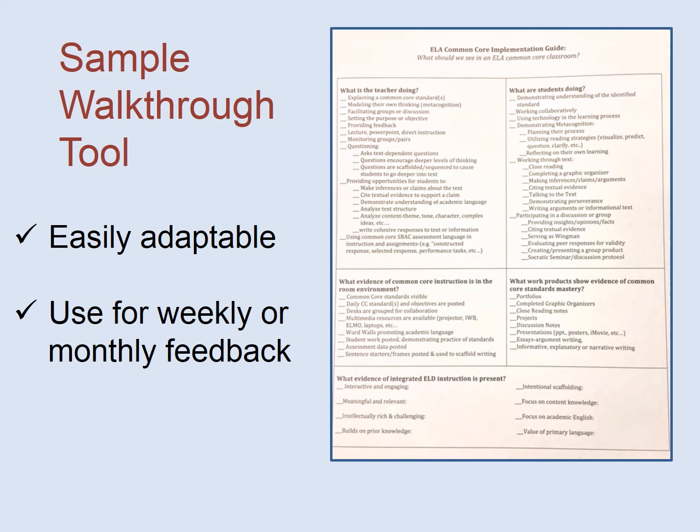The box on the top right then features things students might be engaged in, like working collaboratively, working through text, or writing responses to text. The middle left box looks at room environment and evidence that Common Core instruction is going on, with things like posted objectives and standards, desk setup for collaboration, and student work posted that reflects standards practice. The middle right box deals with student work products that reflect mastery of standards, and the very last box has features of integrated ELD instruction from the framework.